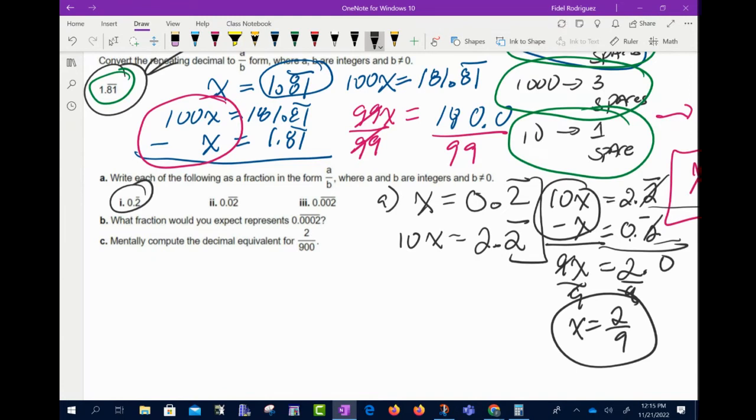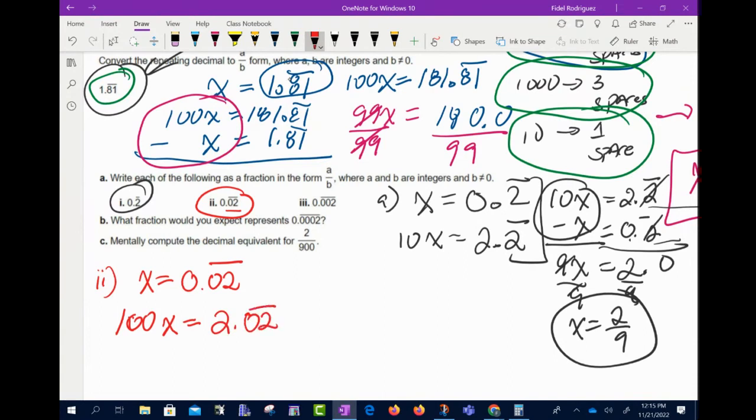All right. And look, I'm going to do the same thing for the second part in part A. So I'm going to call this, I guess, a little 2 like that. And I want you to notice 2 numbers are repeating. So I'm going to let x be equal to 0.2, right? Since 2 numbers are repeating, I'm going to multiply everything here by 100. So that's going to give me 2.02 with the bars repeating, okay?